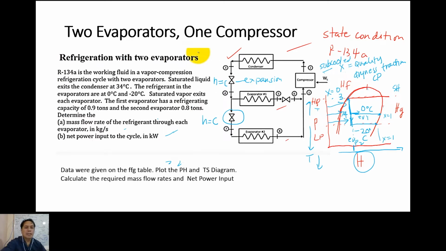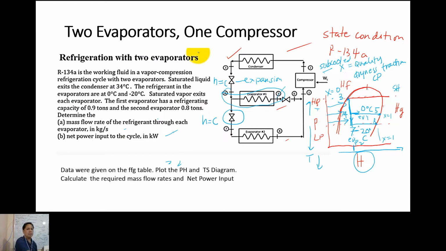Now, so we have 3, 4. So we call this 5, 4 and 5, based on the drawing. Look at the drawing. Between evaporator 1, the process is 4 and 5. So here I would like to call this 5. How do I know? Because that is the exit of the evaporator, which is saturated vapor. Now, the other evaporator, located at the bottom, is 7, 8. The exit of evaporator 2, which has a temperature of negative 20, is 8. What number is this? 7.